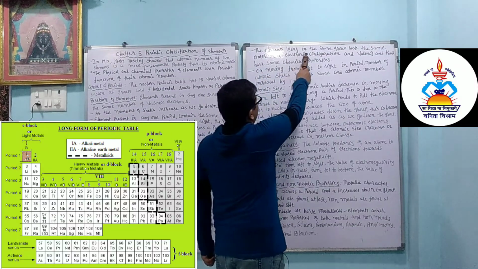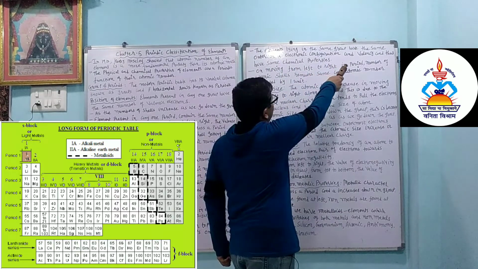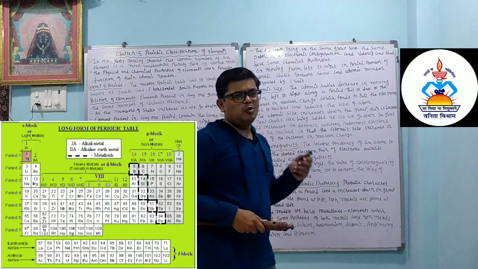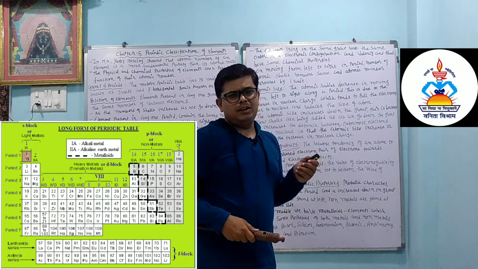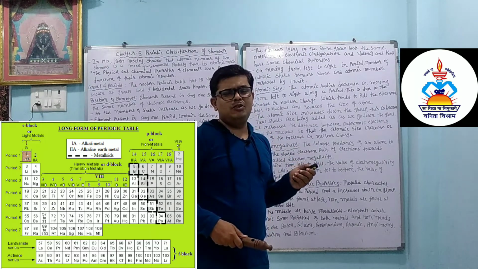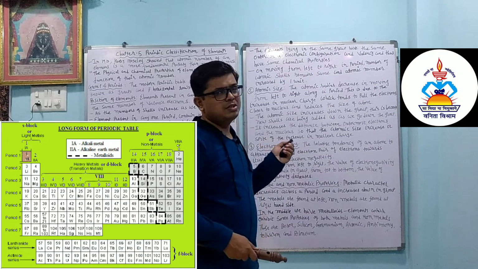The elements lying in the same group have the same outer shell electronic configuration and valency, and thus have the same chemical properties. In any group, from top to bottom, the valence electrons are the same, the valency is the same, so their chemical properties are also the same.